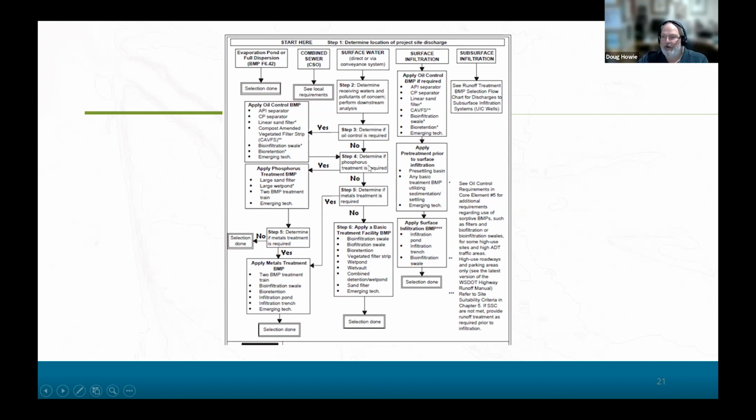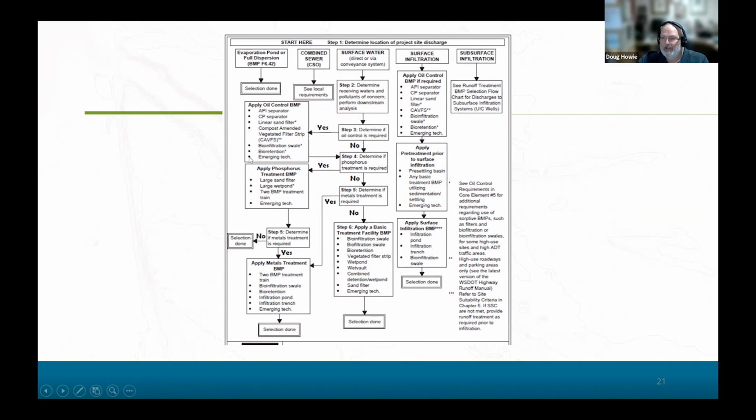If you didn't have to do phosphorus, now you're looking for metals treatment. You come on through here, pick which one you want, and your selection's done. If you didn't have to do metals treatment, here you go with your basic treatment BMPs. And in every case, you have to do at least basic treatment if you're discharging to surface waters.